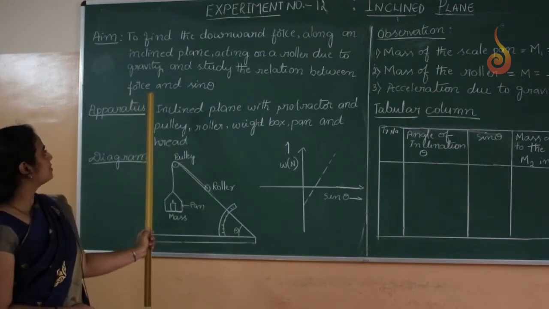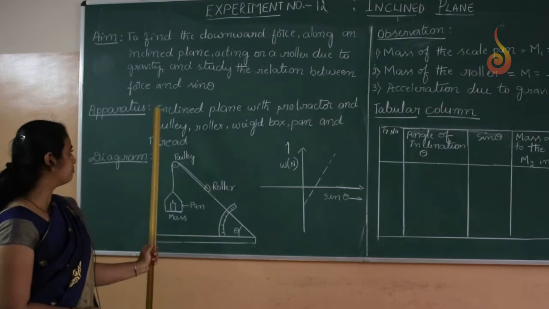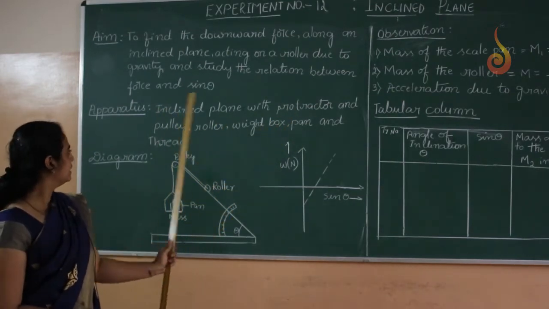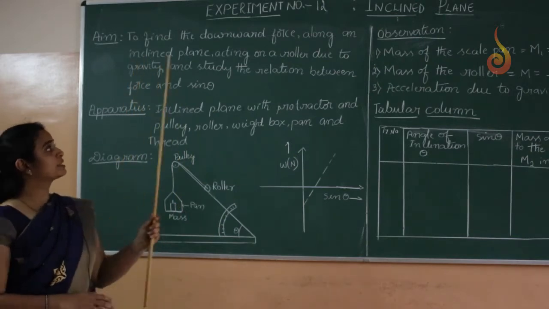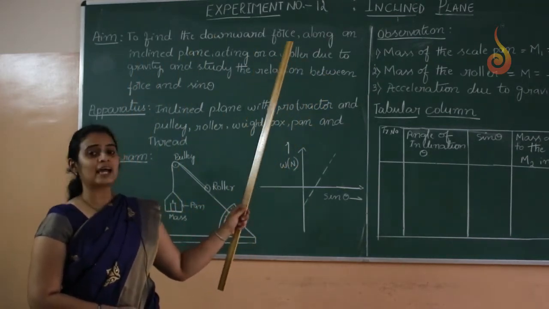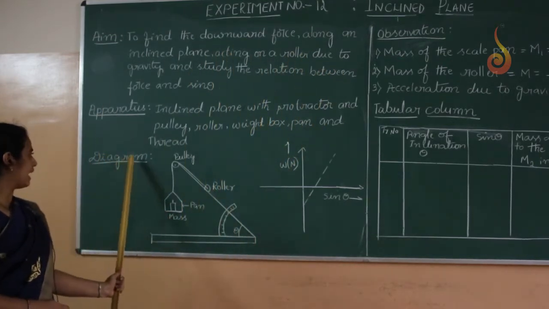Apparatus required to perform this experiment are inclined plane with protractor and pulley, roller, weight box, pan and thread. I am not going to explain this theory part in detail. You will study the inclined plane concept in your PU part. Let us move on to the diagram.